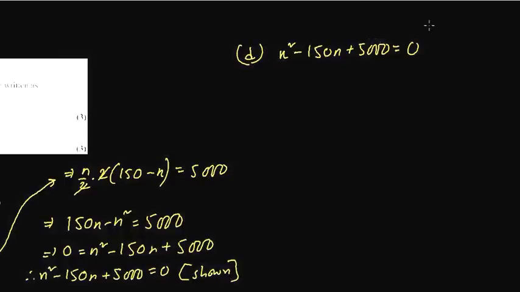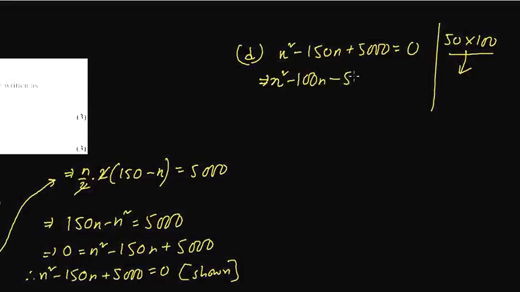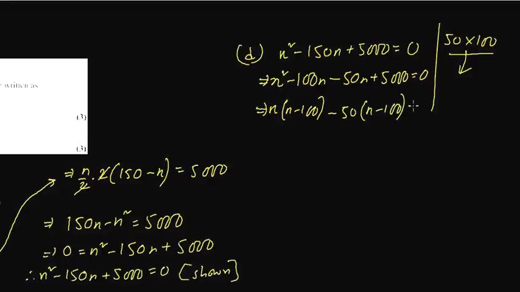Now 5,000, think in the most simplest terms. 5,000 means 50 into 100. So to get 150, we can just add 100 with 50. So that will be done. So n square minus 100n minus 50n plus 5,000. Remember, most of the time the middle term breaks are very easy. So if you're doing the quadratic formula, it will be actually more difficult for you rather than the middle term break. If you take n common, it will be n minus 100, minus if you take 50 common, it will be n minus 100 equals 0.